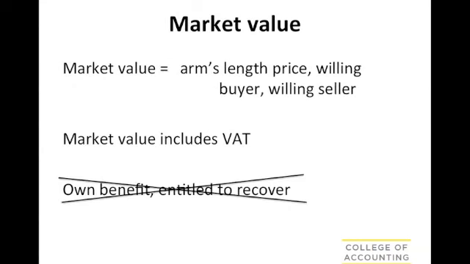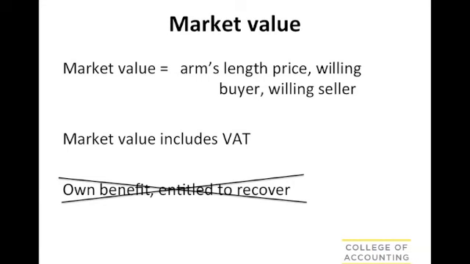Well, market value is just the arm's length price at which a willing buyer and a willing seller, who are not connected persons, will conclude a transaction. Market value includes VAT. It's just the price on the sticker in the market. And we can't exclude any portion of that market value on the basis of received for own benefit or incurred but entitled to recover, because the market value is this hypothetical number. It's not the amount actually received, and it's not the amount actually incurred. So we can't exclude amounts of VAT on the basis of those principles.